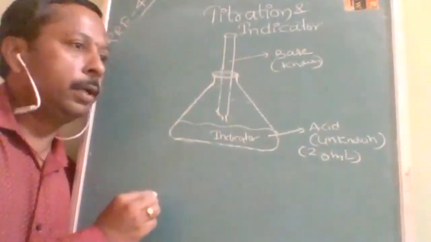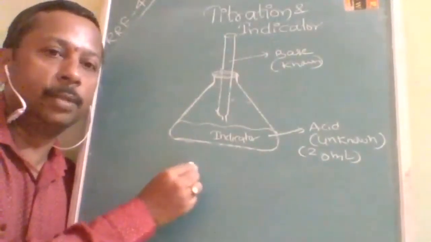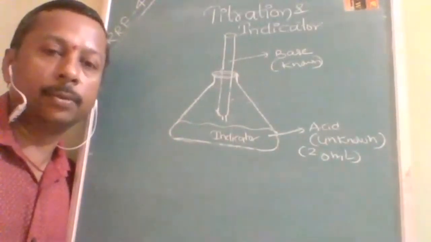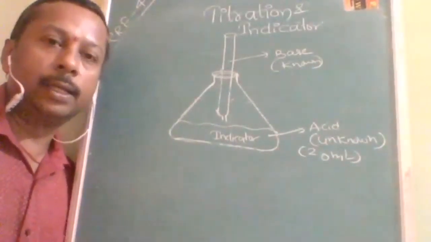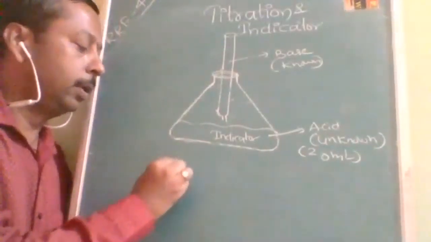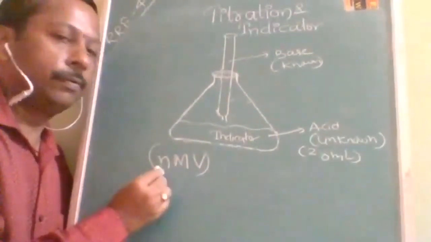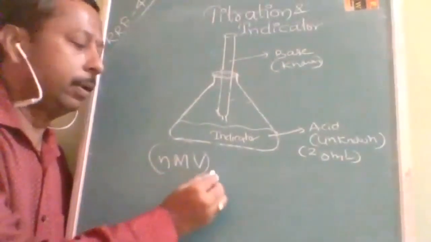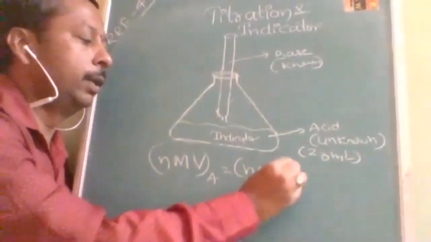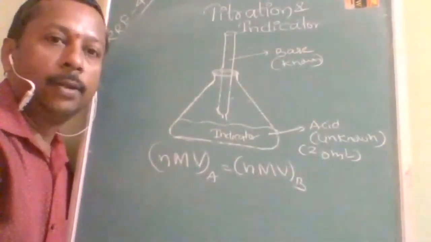At the equivalence point, the equivalents of acid must be equal to the equivalents of base. Both should be the same. So that is about titration and indicator. There is no new formula, the same formulas only: N1 M1 V1, the equivalent factor, molarity and volume of the acid, is equal to the equivalent factor, molarity and volume of the base. So this is about ionic equilibrium.